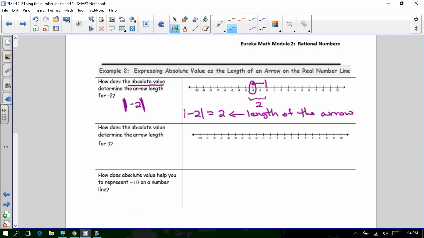Well, what would I say then about the absolute value for 3? Well, first of all, how do you write the absolute value for 3? Absolute value of 3. And if you drew an arrow, how long is that arrow right there? It's 3 units. The absolute value of 3 equals 3, right? Because that is the length of the arrow.